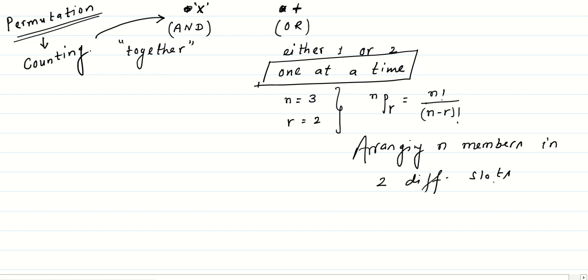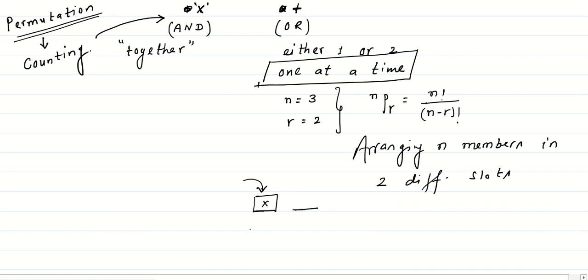So, what is r here? 2. What is n here? 3. There are two slots and three members. For the first slot, how many members can sit at a time? Only one member. One chair at a time, one member can sit at a time.